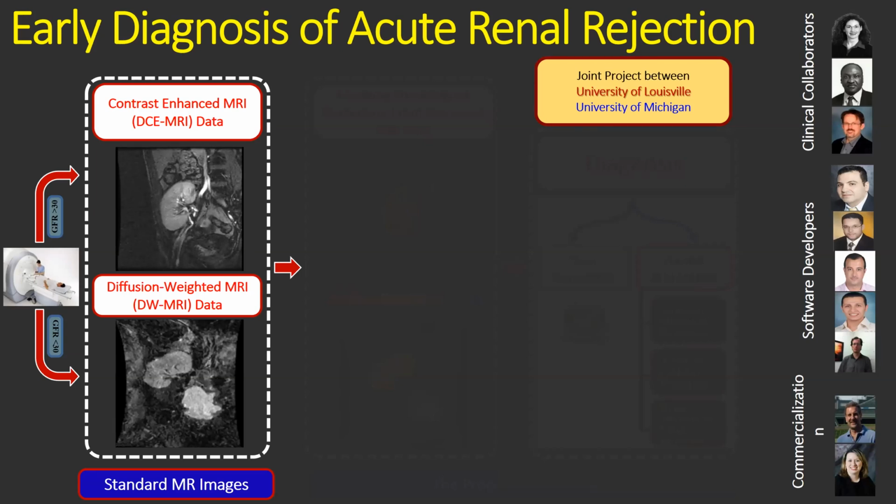Second, if it can detect rejection early, when the kidney has become abnormal by only 10% or 20%, we can increase the lifespan of the transplanted kidney. So I started working on this project with him in 2004, and we continue until now. It is based on dynamic contrast enhanced MRI, DCE-MRI, and diffusion-weighted MRI.